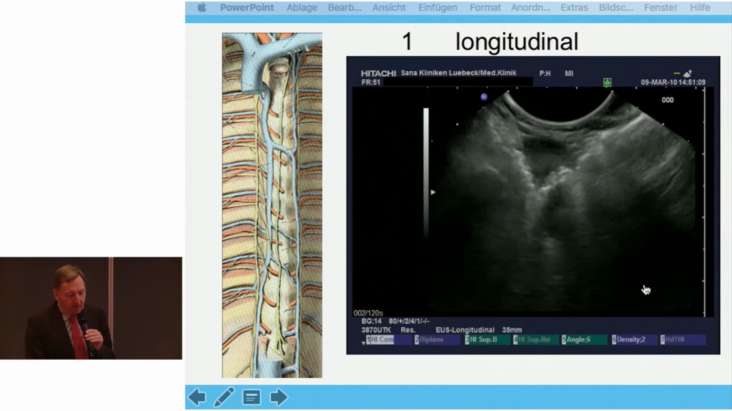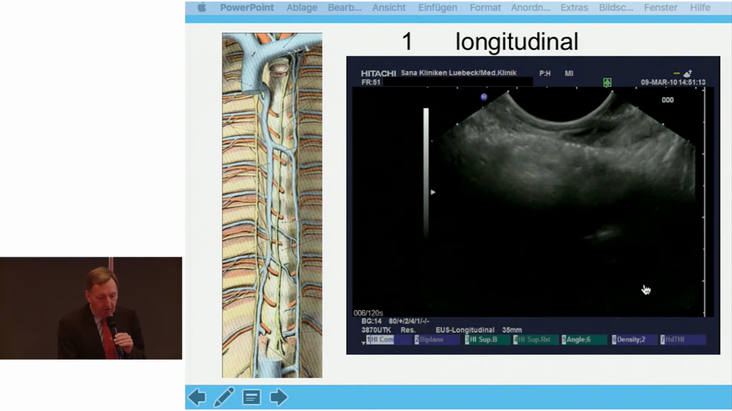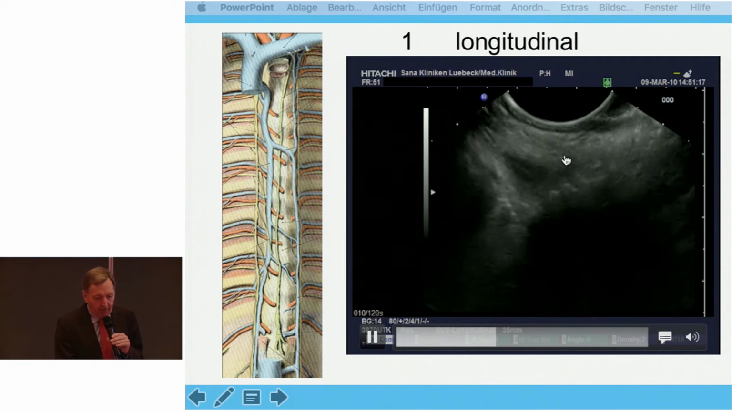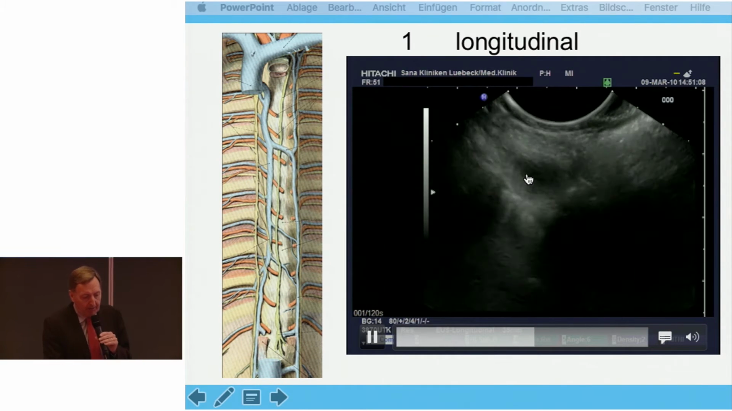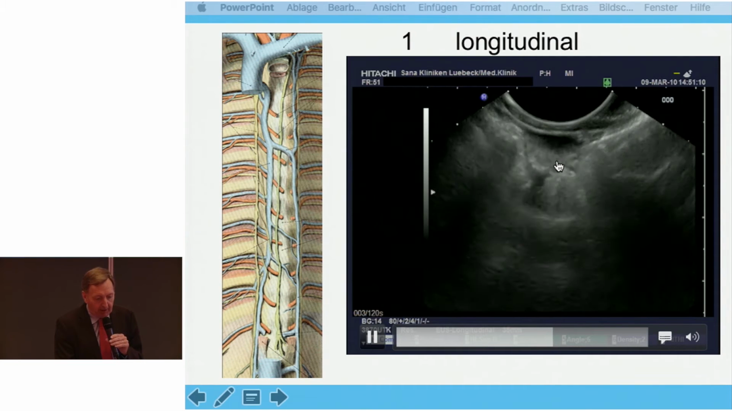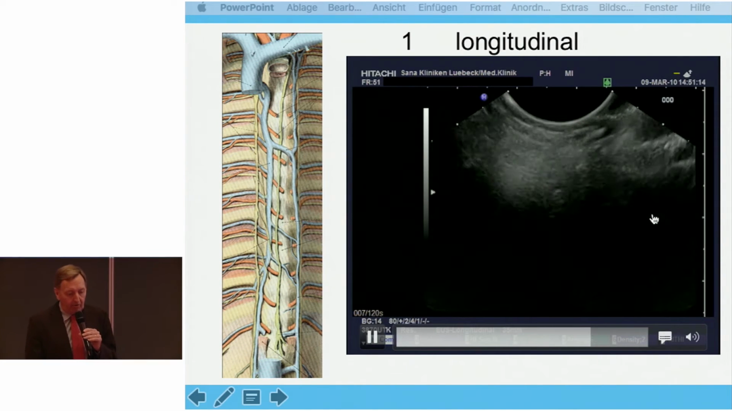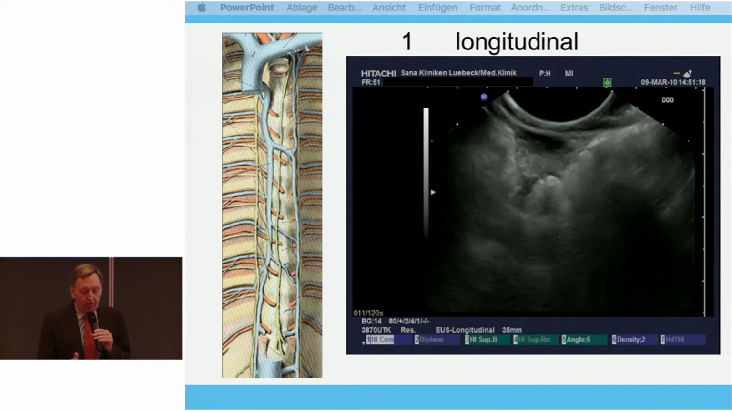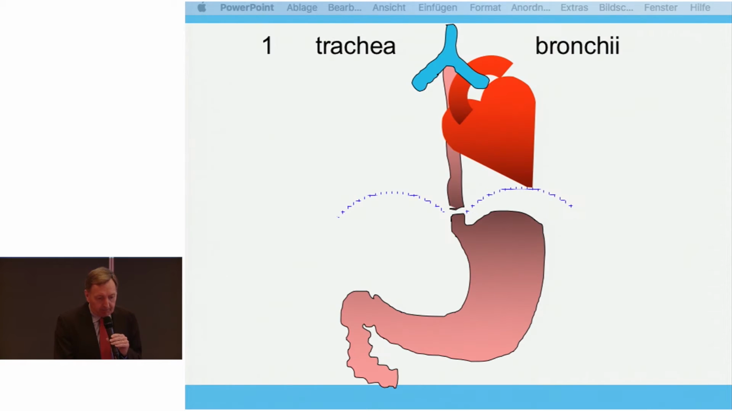In longitudinal scan, you can as well follow the azygos vein, but you should not compress too much against the esophagus wall. You see the inflow at the level of the superior cava vein. This is the azygos vein. And now you can follow downwards along the azygos vein on the right side of the spine, not on the left side. On the left side is the aorta.